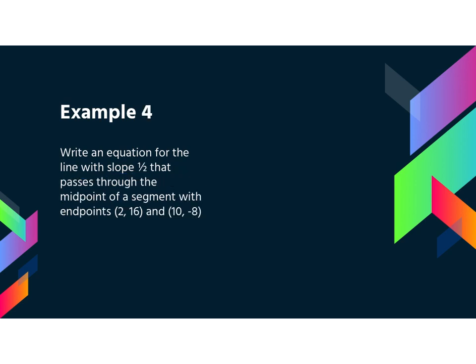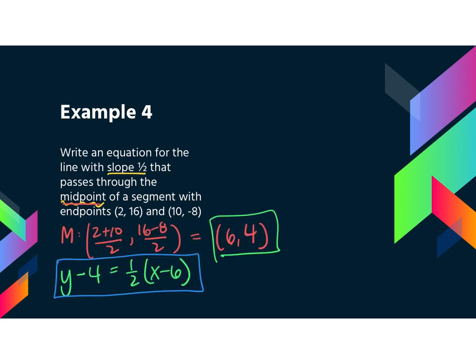Okay, let's try another one. Write an equation for a line with slope 1/2 that passes through the midpoint of a segment with endpoints 2, 16 and 10, -8. Go ahead and pause the video, try this one on your own, and then press play to check your answer. You should have first found the midpoint, 6, 4, and then you should have found your equation. y minus 4 equals 1/2 times x minus 6.